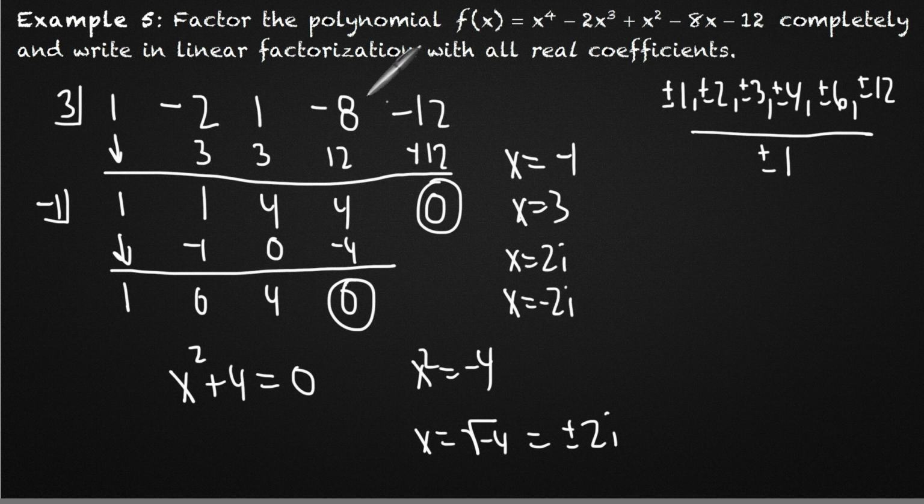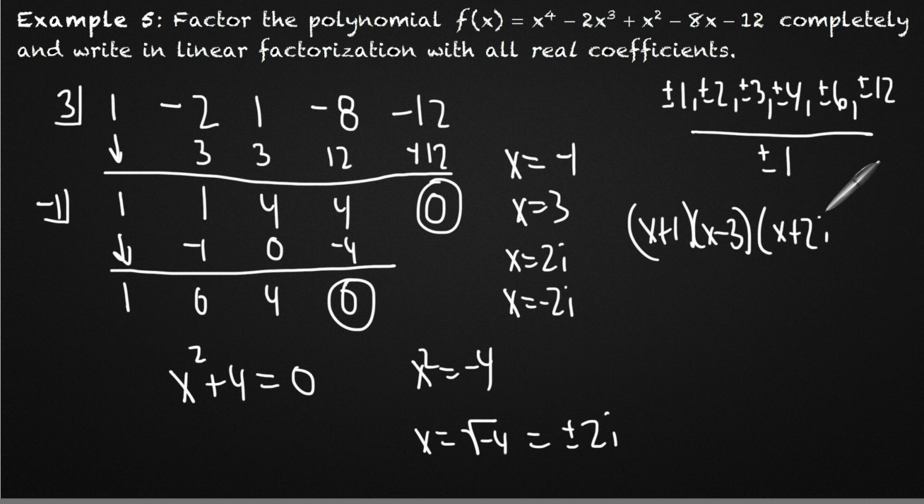But they want us to write it in linear factorization. All right, so that's going to be x plus 1, x minus 3, and then we have x plus 2i and x minus 2i. And that is our function written out in factored form.